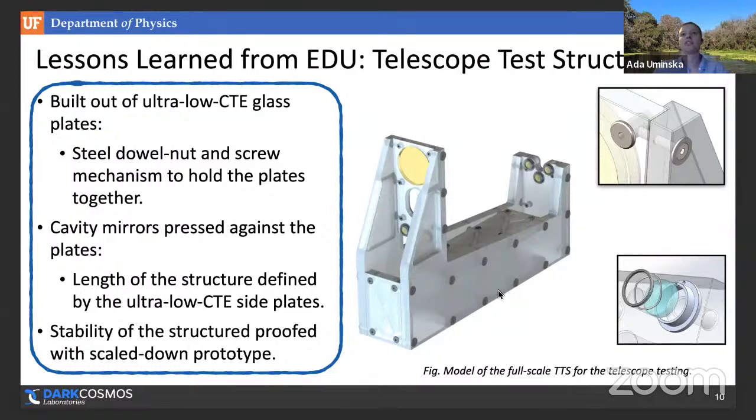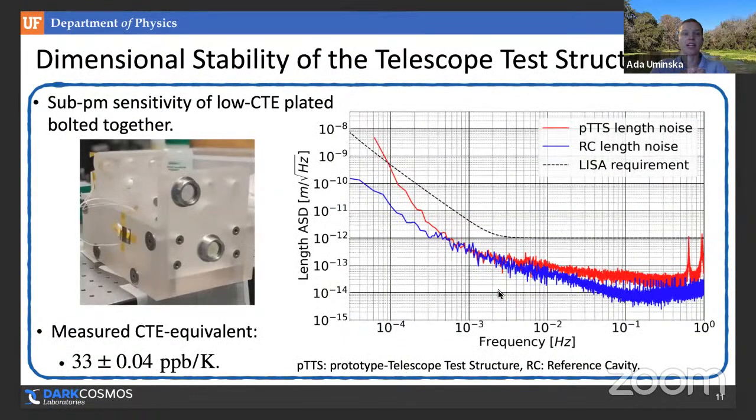We proved the stability of the structure using a scaled down prototype, shown here on the left in the picture, which we call PTTS. Its length stability curve is shown on the right. The red corresponds to its length stability, which meets the requirements at all frequencies. The black dashed curve is the LISA requirement, and the blue curve is the length stability of two reference cavities measured against each other. We also measured a CTE equivalent of 33 ppb per Kelvin for the structure, which is less than we allocated for the structure.